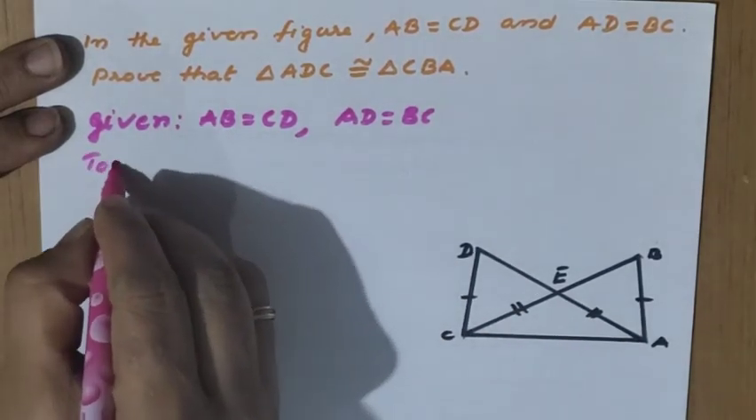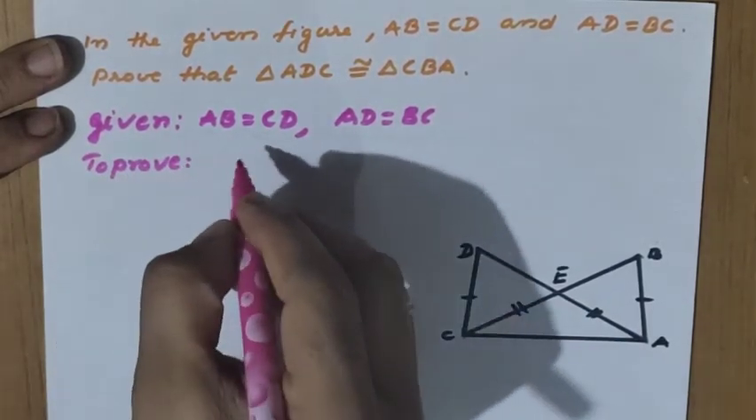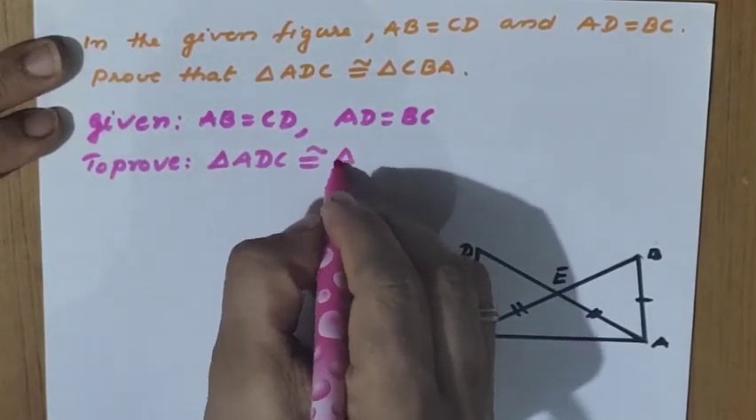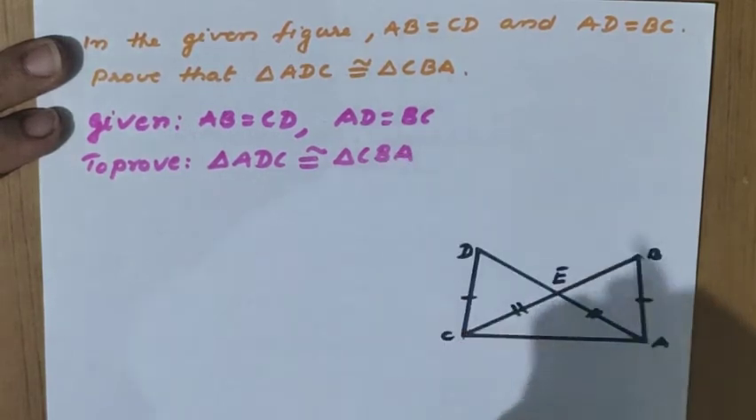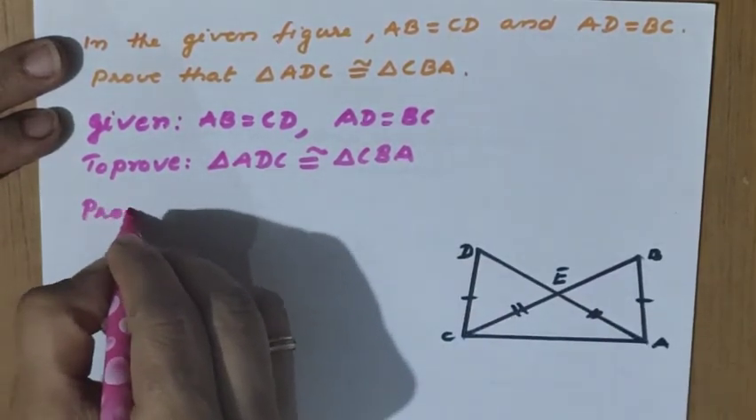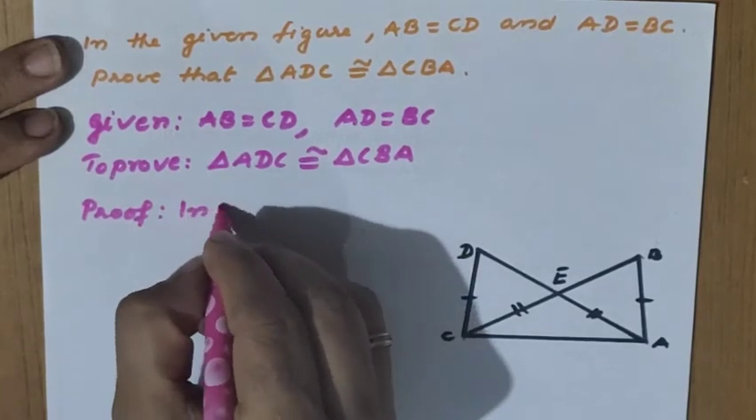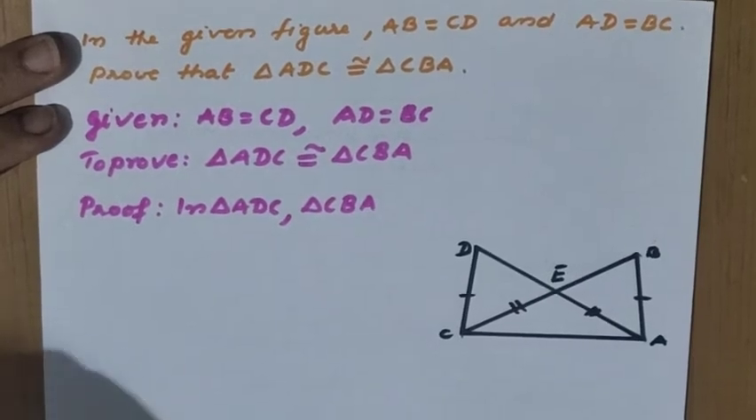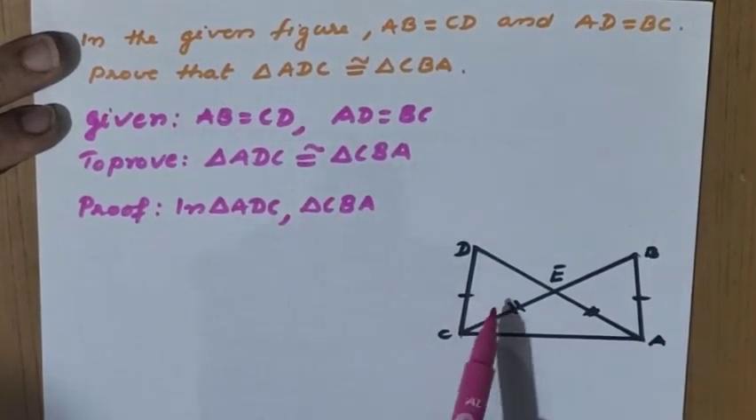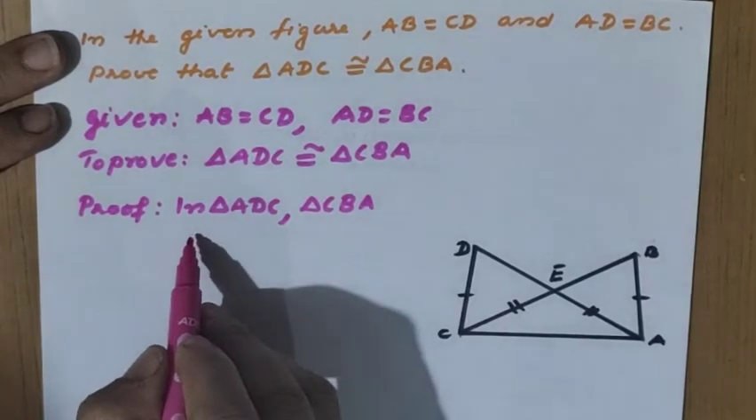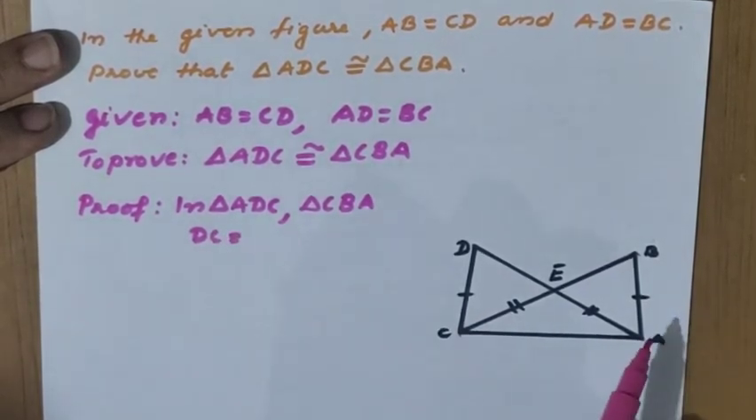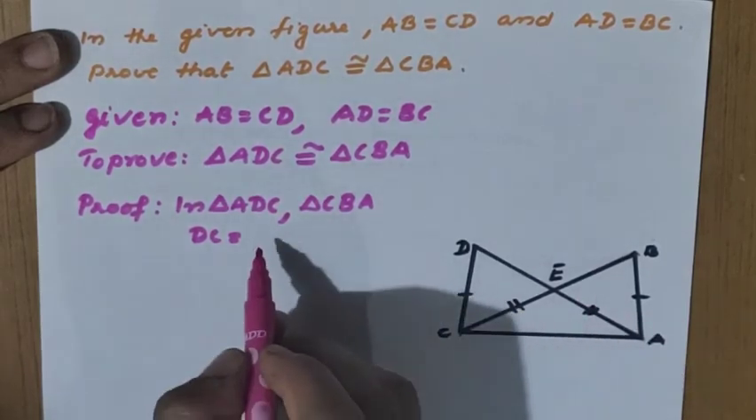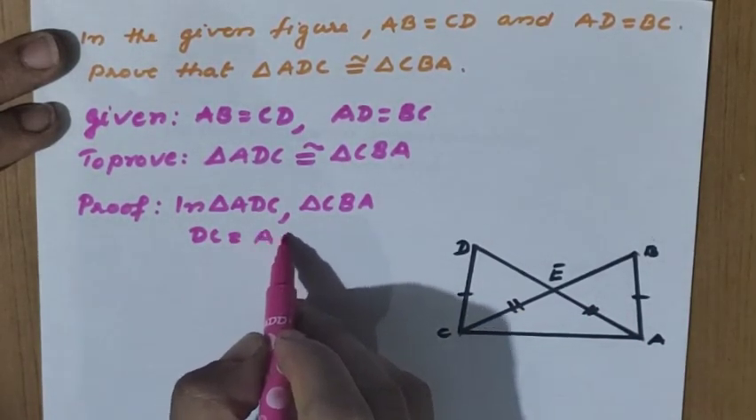To prove, triangle ADC congruent to triangle CBA. Okay. Proof now I'll write. In triangle ADC, triangle CBA, what are the equal sides we will take first? ADC, the first equal side we have marked as DC. DC equal to, which is the second triangle, CBA. CBA, the first equal side we marked as AB only. So I'll write here AB.